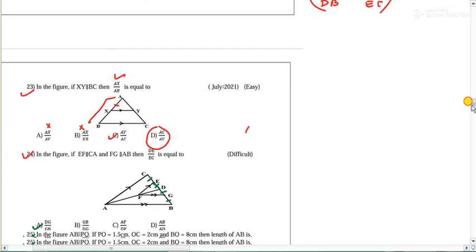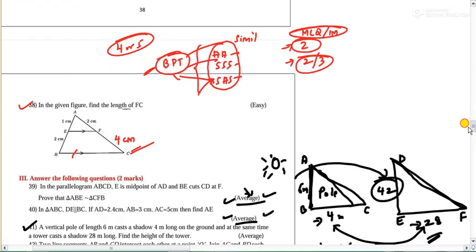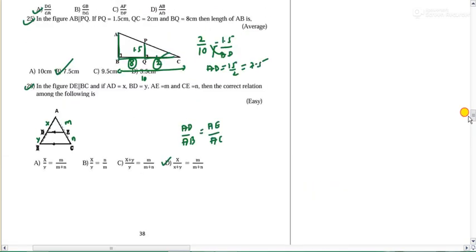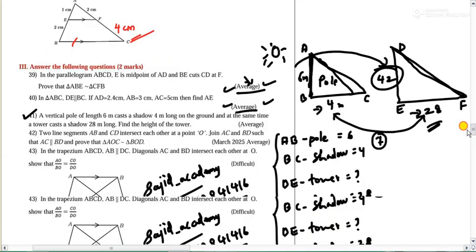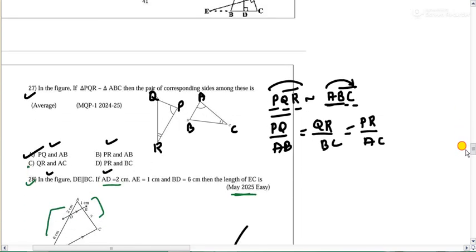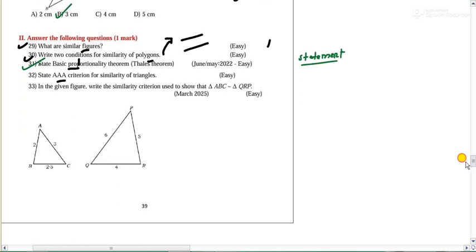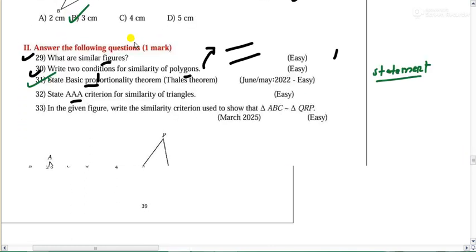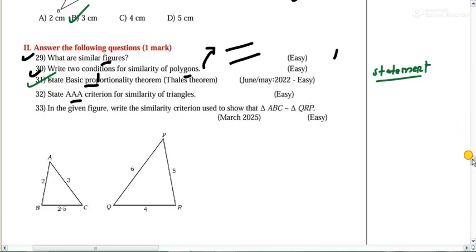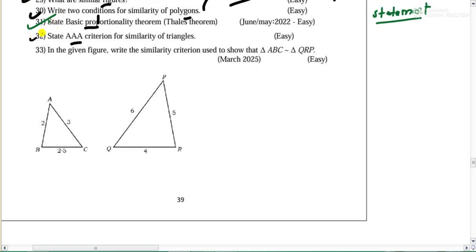Okay. Now let us go to the other type. So 25, 26. Next 27A, 29, 30, 31. Now question number 32. So we have already done it. They are asking for the statement of the AAA criterion, so you can write that from the textbook itself. Now tell me the answer of 33. These all are 1 mark questions.